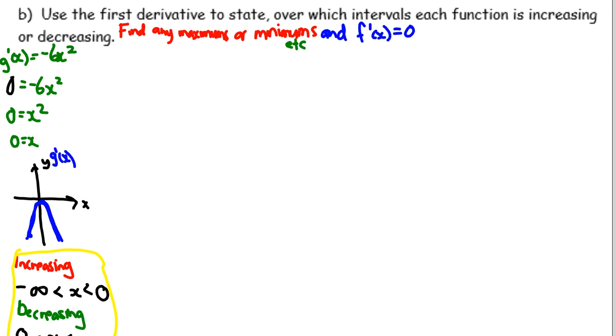We found that x is 0. And then what we did was, notice this is not a graph of g(x), this is a graph of the gradient. So here we've just graphed the gradient function. And remember, it's at x equals 0 that we have a turning point.